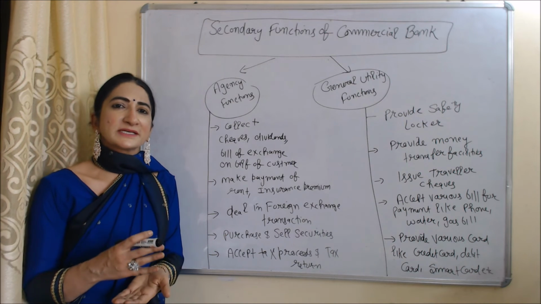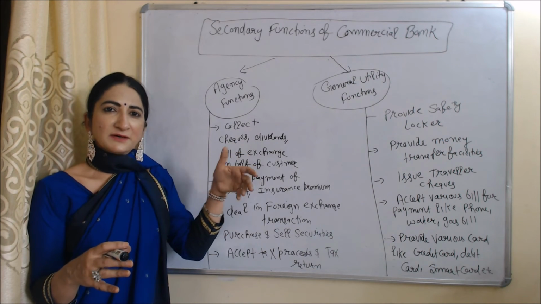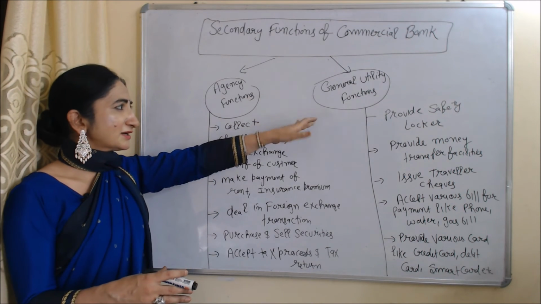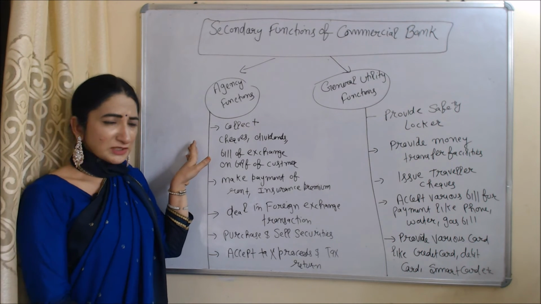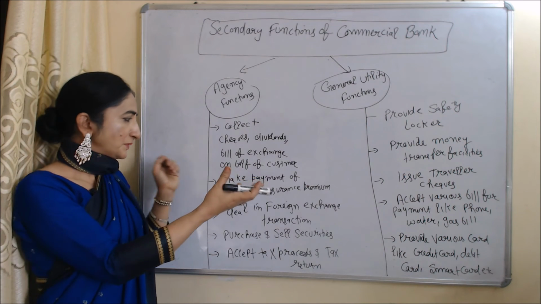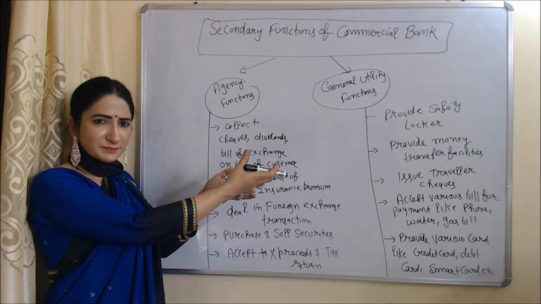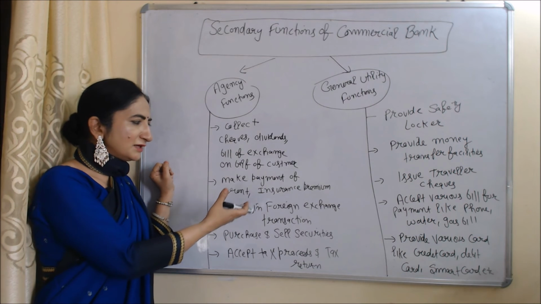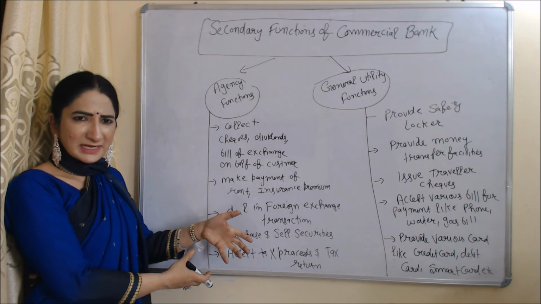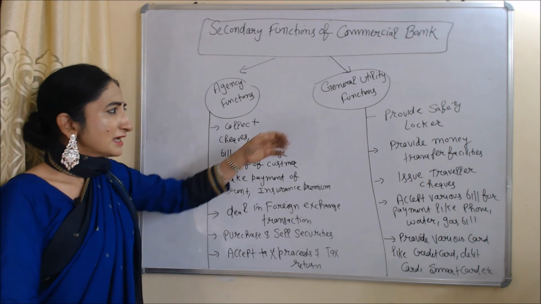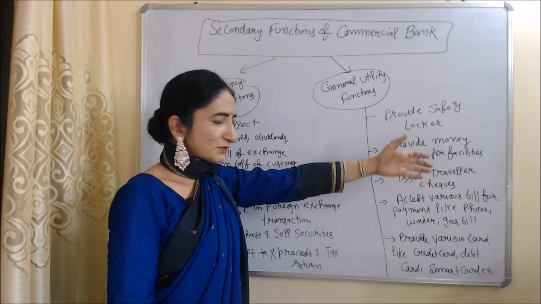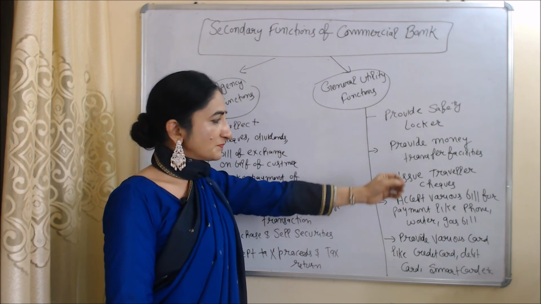Now we are going to talk about secondary functions of commercial bank. Secondary functions of commercial bank are basically divided into two parts: agency functions and general utility functions. Agency functions include collecting checks, dividends, bills of exchange on behalf of customer, making payment of rent, insurance premium on behalf of customer, dealing in foreign exchange transactions, purchasing and selling securities, and accepting tax proceeds and tax returns.